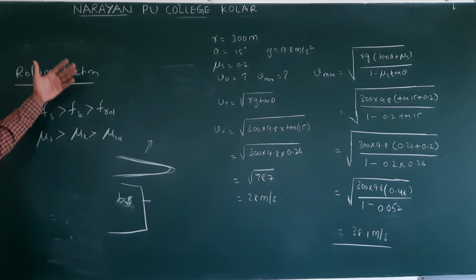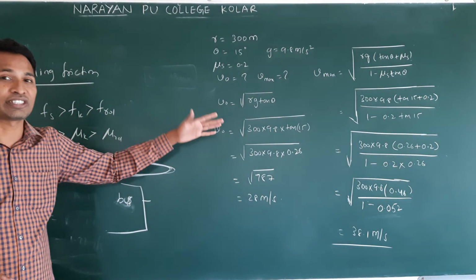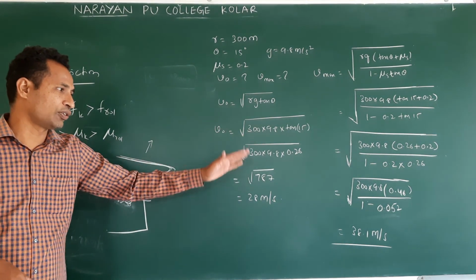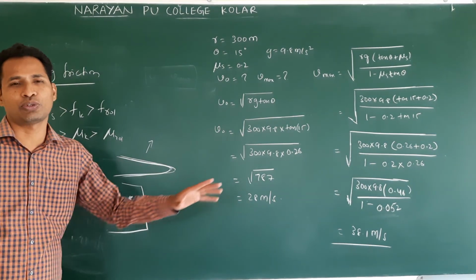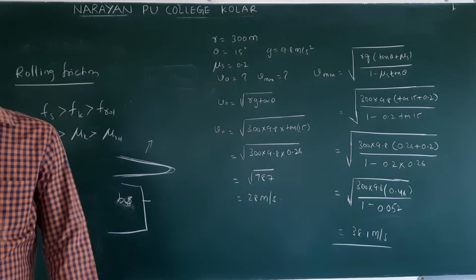We studied static friction advantages: the help of static friction on the level road and the banked road, and based on that, the speeds of the vehicle on the banked road and level road we have seen. Right? With this, our chapter is over.